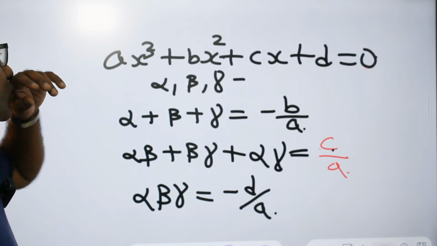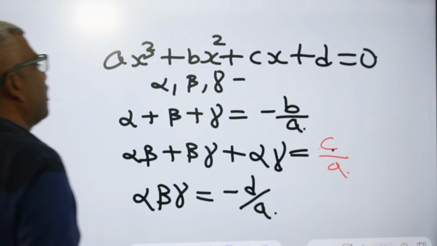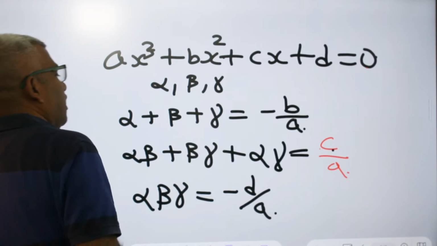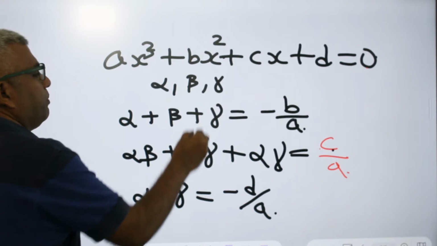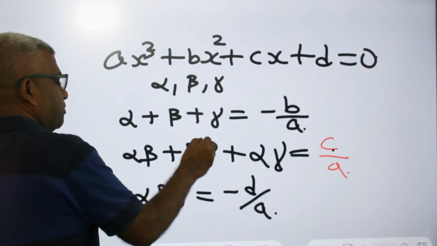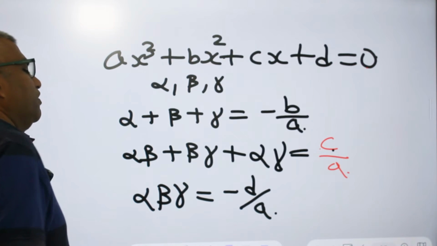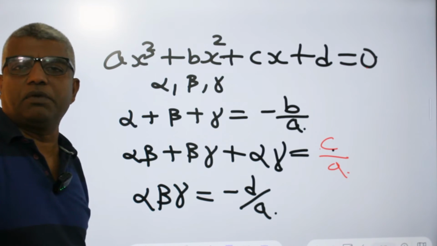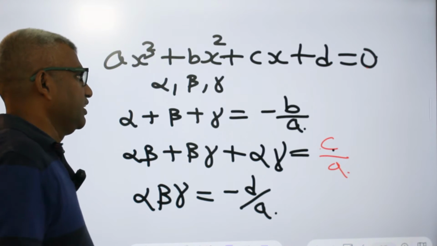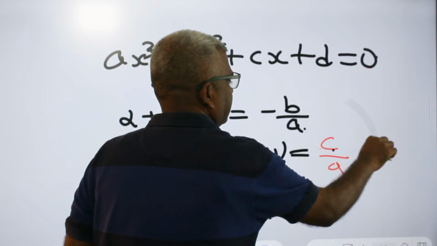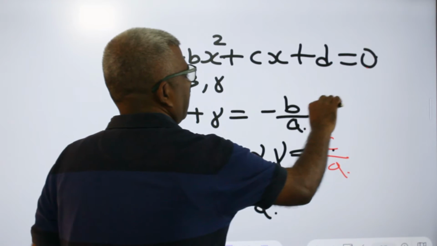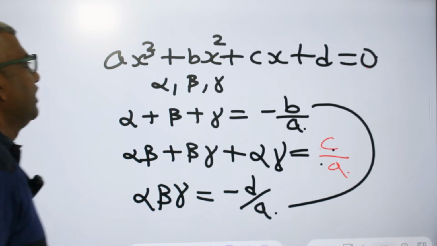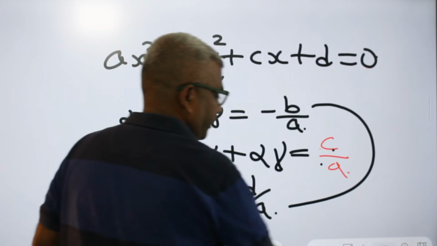Ax cube plus bx squared plus cx plus d, alpha beta gamma are the roots of the polynomial. Alpha plus beta plus gamma is minus b by a, alpha beta, beta gamma plus alpha gamma is c by a, alpha beta gamma is minus d by a. This will be in alternate sign always. Minus b by a, c by a is positive, minus d by a. Now we go to the biquadratic equation.